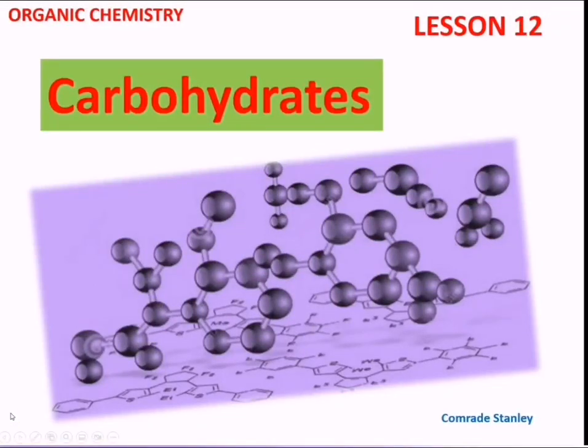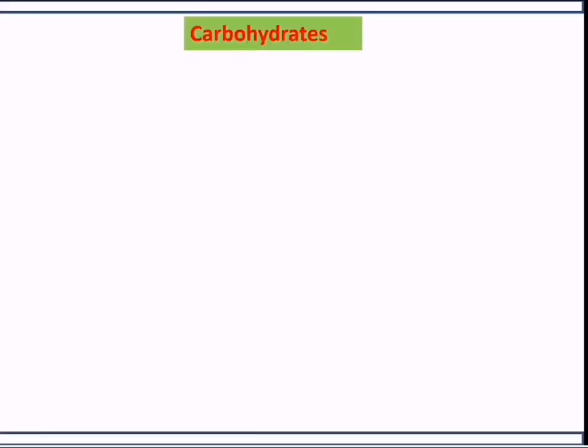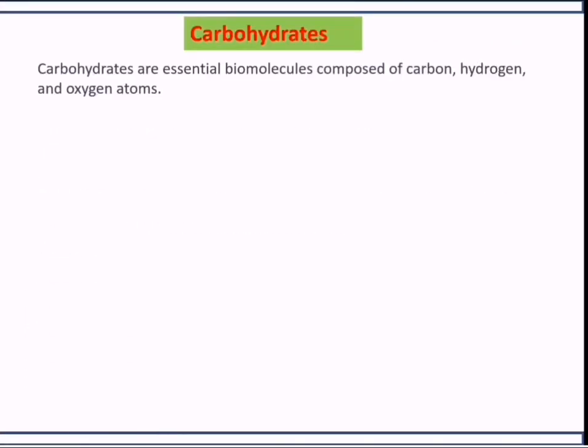Welcome to lesson 12. Today we are going to be looking at carbohydrates. Carbohydrates are organic compounds composed of carbon, hydrogen and oxygen atoms, and they can vary in size and complexity. They are classified into different categories based on the number of sugar units they contain.